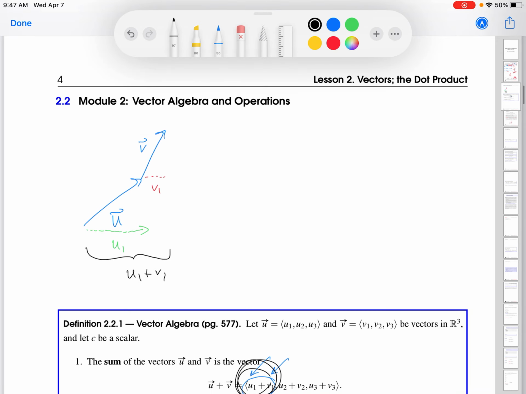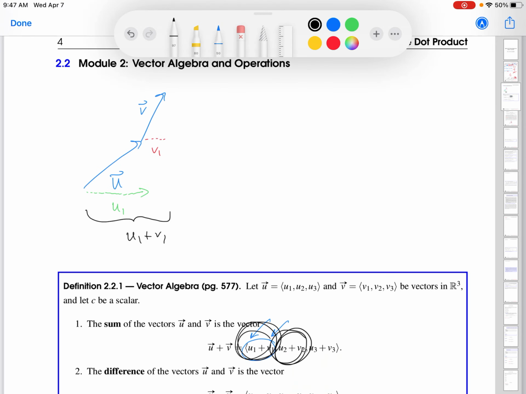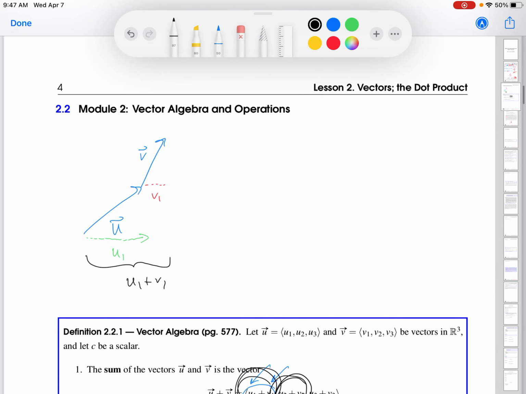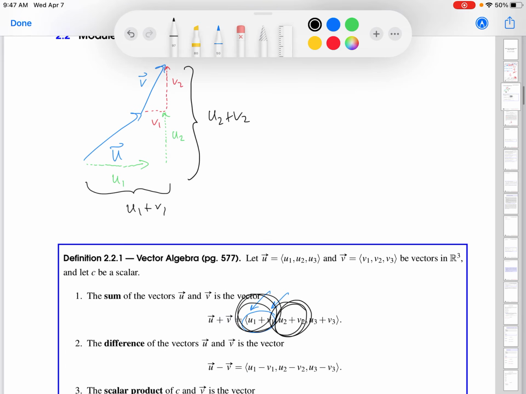So that's great. And then now the second component would be the sum of the y components. And by doing this movement that I just did, I've actually already made that happen. So the y component of u is here, that's u2. And the y component of v is here, that's v2. So we see here that this vertical extent is u2 plus v2. And the definition is telling me that that is the y component of the sum.